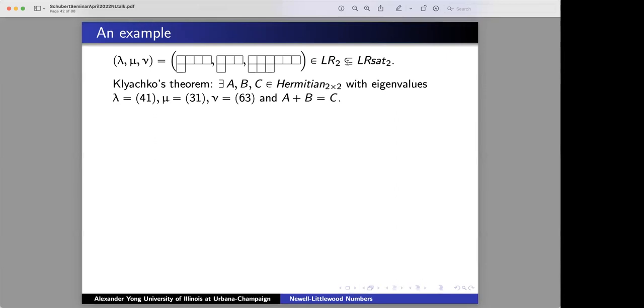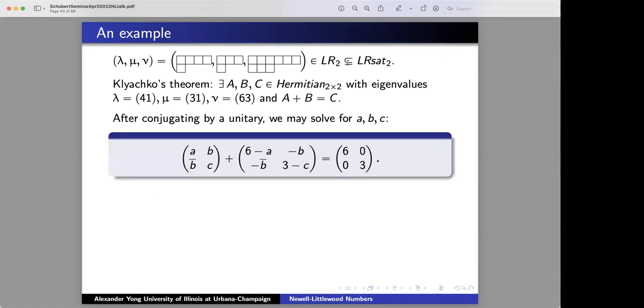What Klyachko is saying, therefore, is that there must exist 2x2 Hermitian matrices with the eigenvalues 4-1, 3-1, and 6-3, such that A plus B equals C. Okay, so let's try to solve for A, B, and C. First of all, we can conjugate by a unitary to assume that C is diagonal with this form. And what I have on the left side here is an arbitrary 2x2 Hermitian matrix, and this is an arbitrary matrix that's Hermitian given the fact that A plus B equals C.